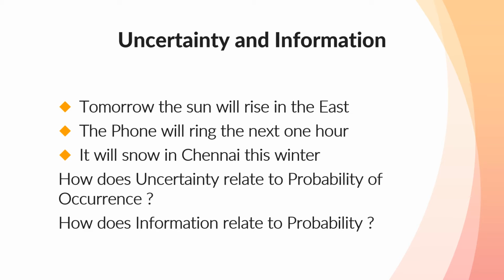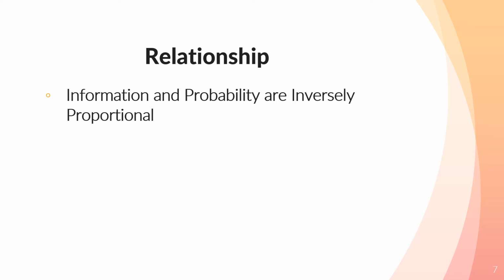From these three examples, how does uncertainty relate to probability of occurrence? More uncertainty, the probability of occurrence is less. Similarly, how does information relate to probability? The more the probability of occurrence, the less the information. In other words, if the probability of occurrence is less, the information content of the event is more. So the relationship shows that information and probability are inversely proportional.